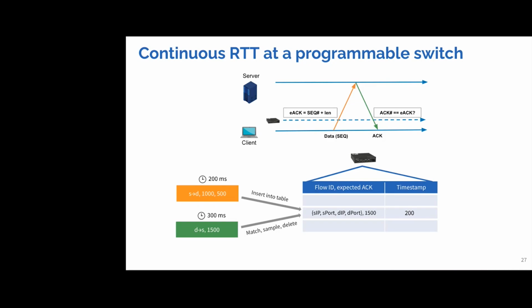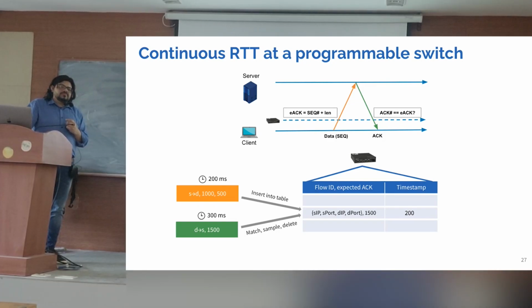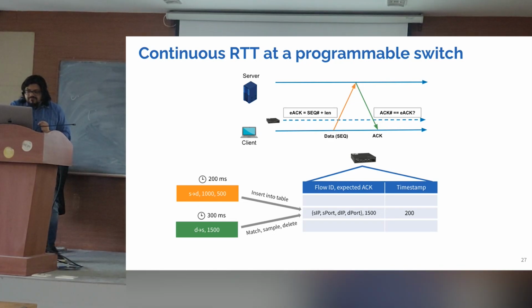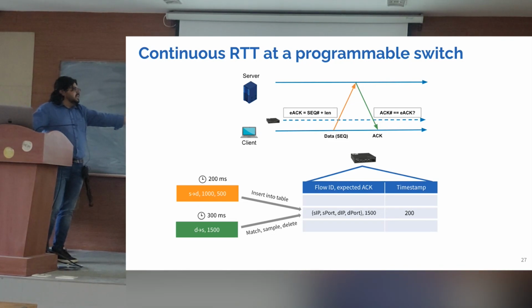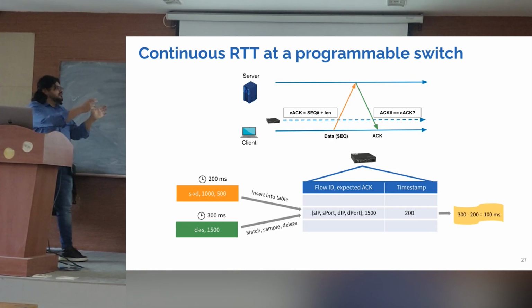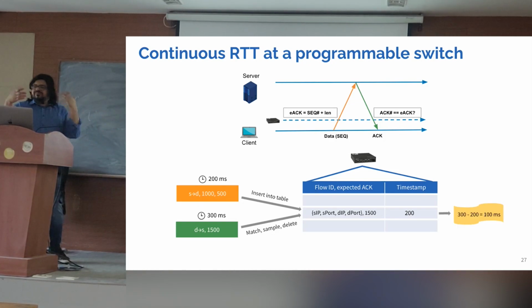By flow, essentially you have two endpoints, traffic between two endpoints. Yes, and also one direction of that, because if you change the order of the source IP and destination IP, it will also change. Okay, so in this case, the RTT will be 300 minus 200, that's 100 milliseconds. And that record is then deleted from the table to make space for other records essentially.